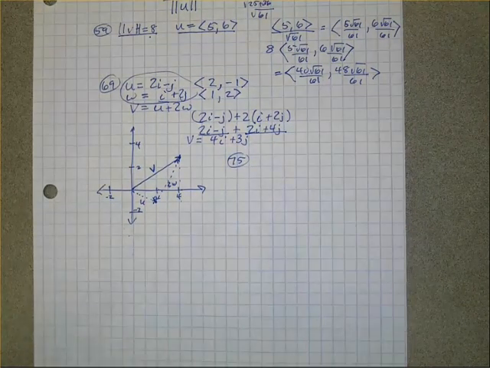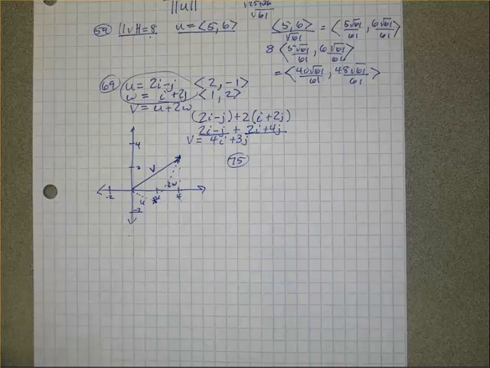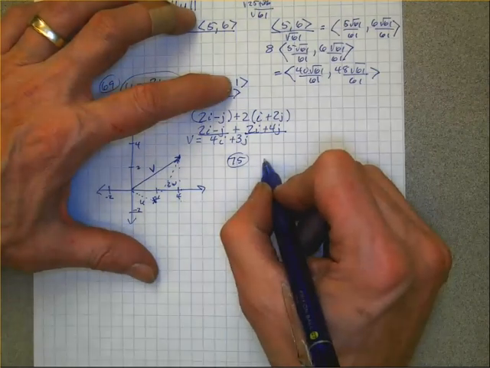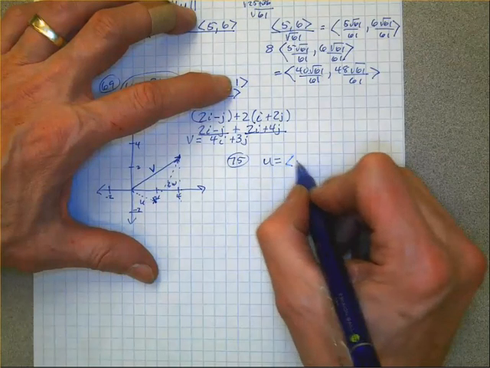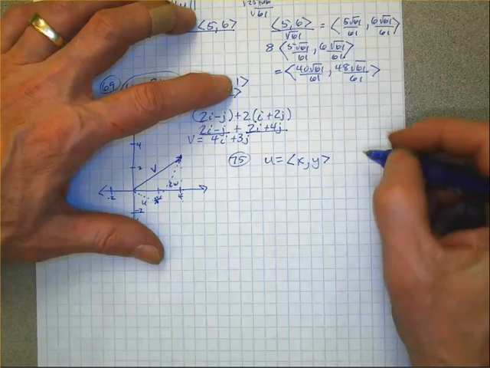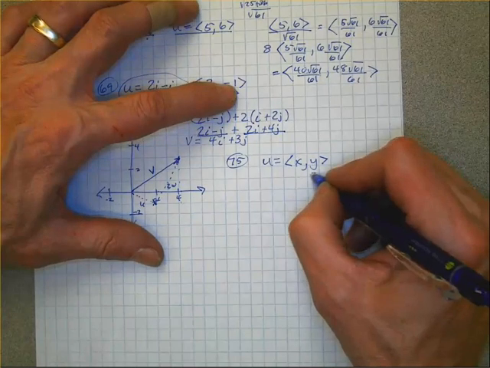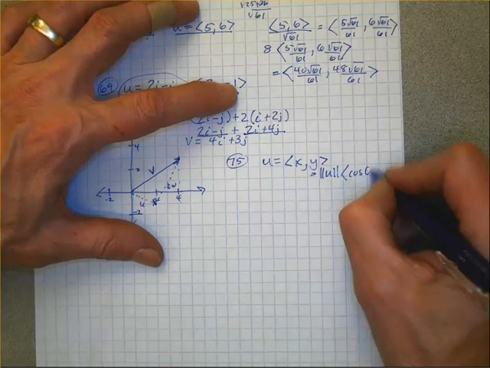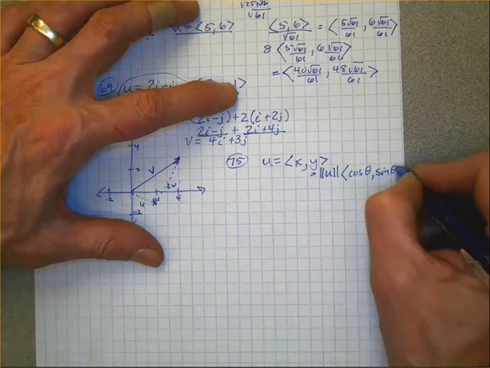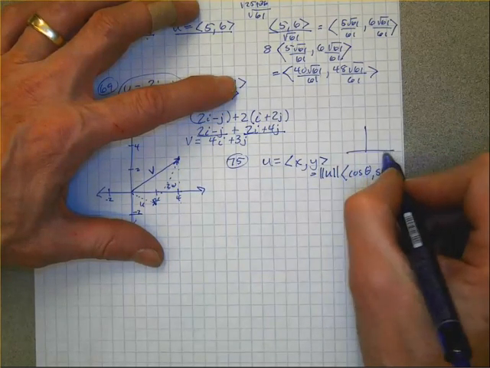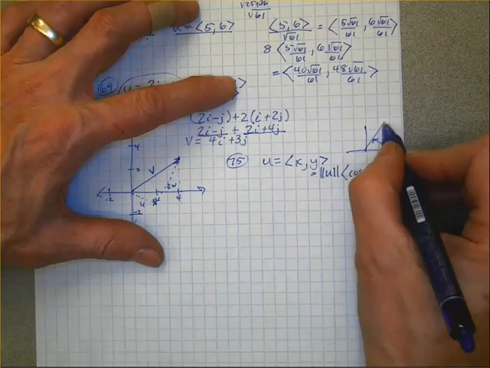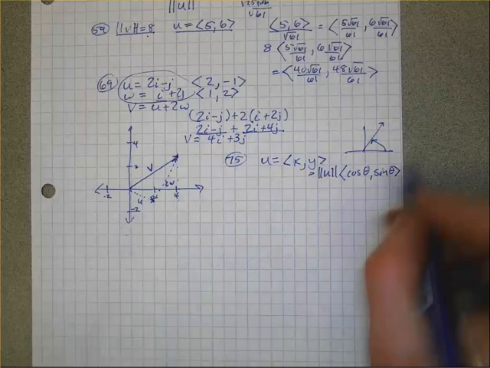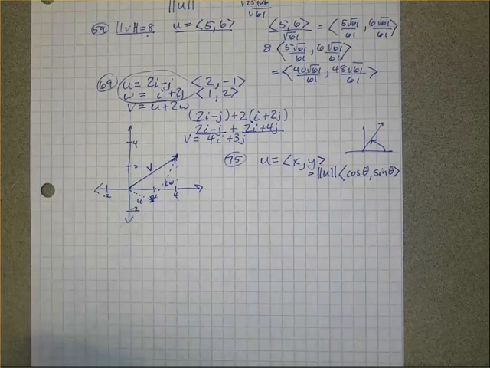On 75, they ask you to... well, first we need to know that if I have a vector u written in component form as x, y, I can write that as the magnitude of u times cosine theta, sine theta. And theta is the angle that we turn to get to that vector from the x-axis, rotating in a positive direction.